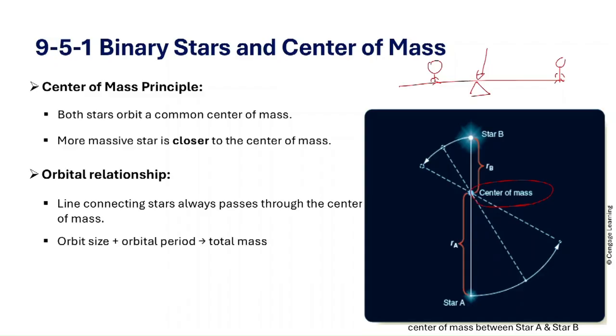And here's the important part. If we know the size of their orbits and how long it takes them to complete one orbit, their orbital period, we can use that information to calculate the total mass of the system. So, smaller orbits and shorter periods mean stronger gravity, which means the stars must be more massive to hold each other in place. So, the orbits themselves are the evidence. And by tracking these motions, we can use equations to unlock the combined mass of both stars.